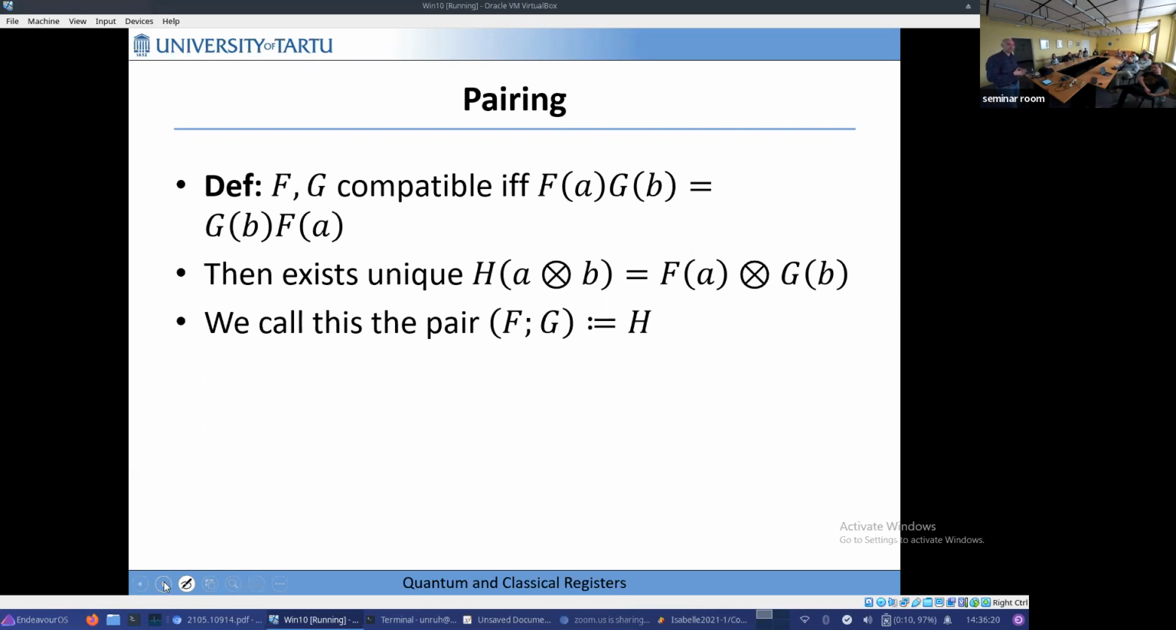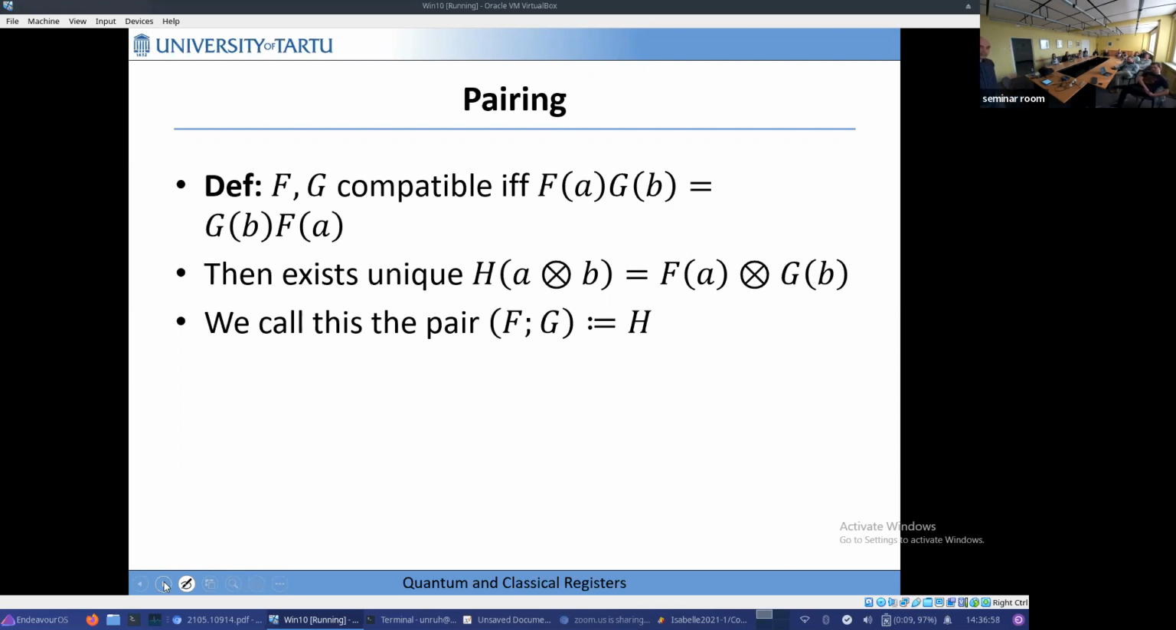It turns out the definition is actually very simple. All I need is that if I have these two registers and I apply B, the operation B on the content of G, and then the operation A on the content of F, this should be the same as doing it in the opposite order. This is something we definitely expect from registers that are on different parts of the memory, so operations on them should commute. And it turns out that this definition of compatibility is actually sufficient for getting the whole theory working.